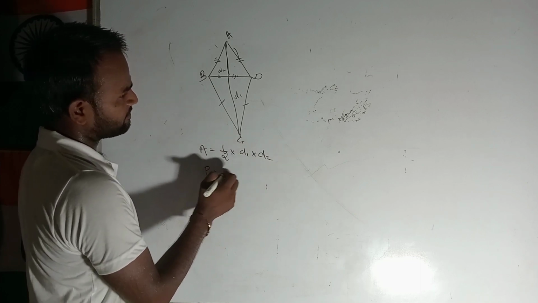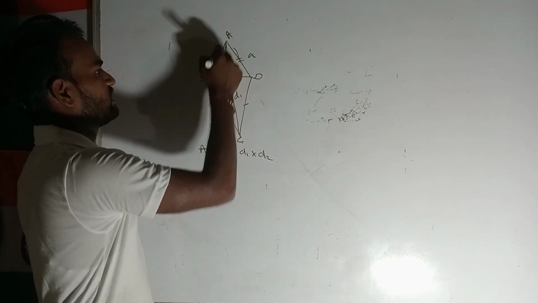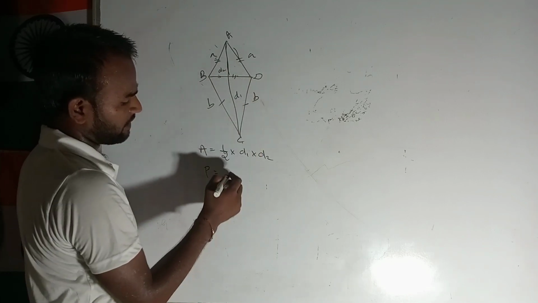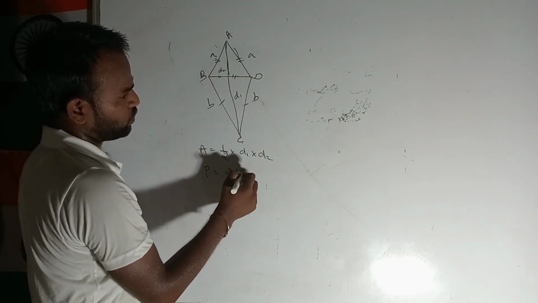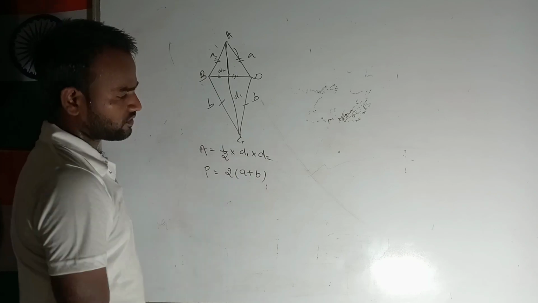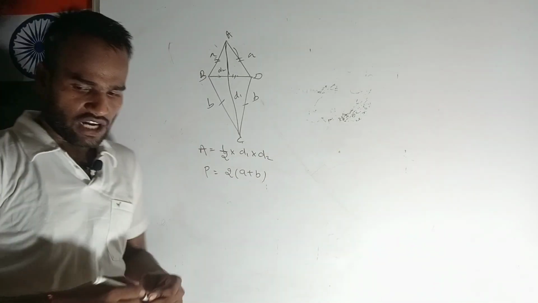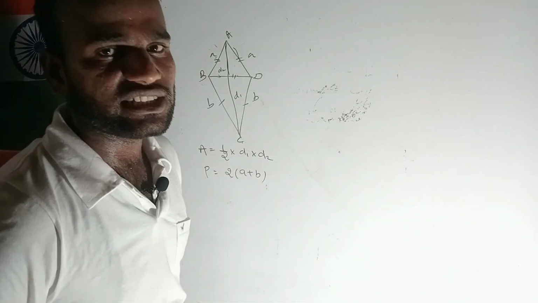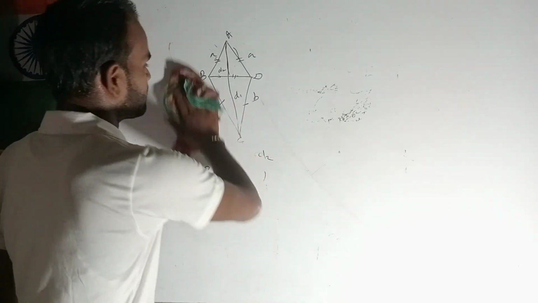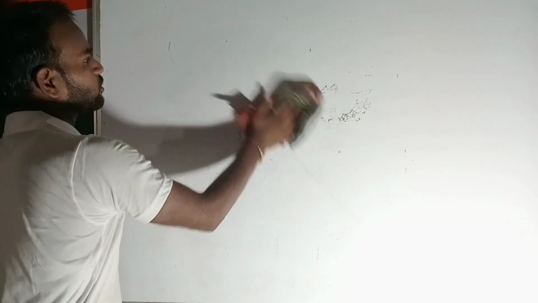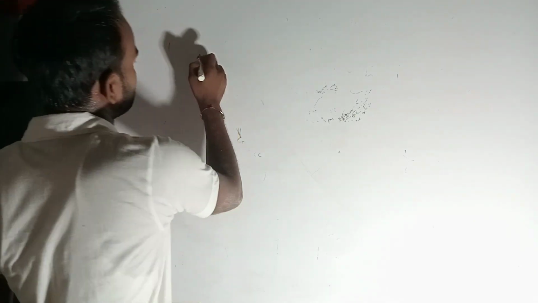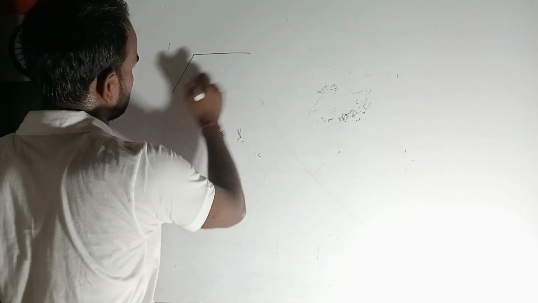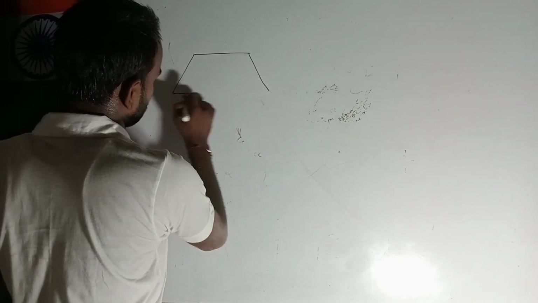And what is the perimeter? Let us suppose the sides are A, A, B, and B. Then what will be the perimeter? 2 into A plus B. So after that we will move to the next figure, that is the trapezium. What is a trapezium? It means two opposite sides are parallel. This is a table, a trapezium means a table-like structure. This is called your trapezium.